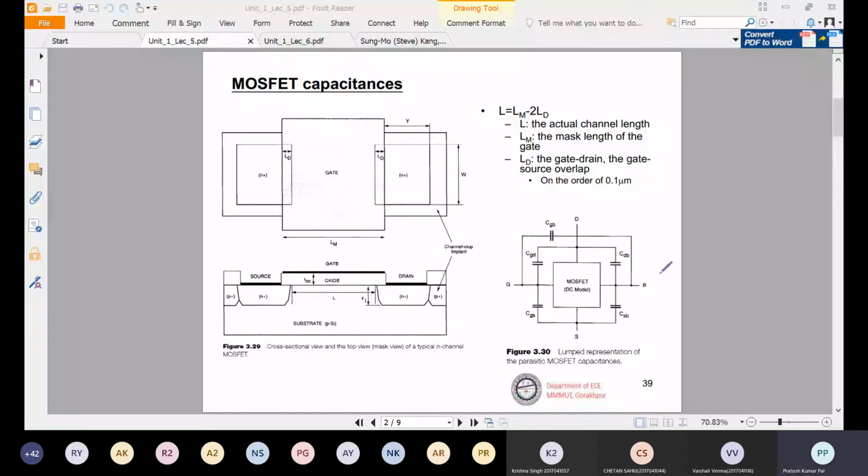So the next topic we will be dealing with is the MOSFET capacitances. Am I audible to everyone? Yes, sir. Okay. Thank you.